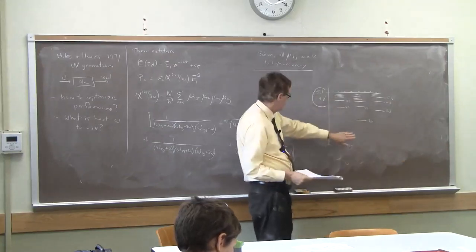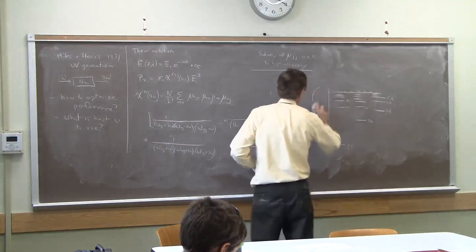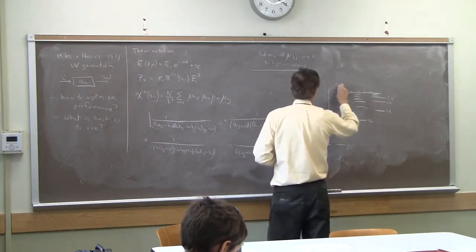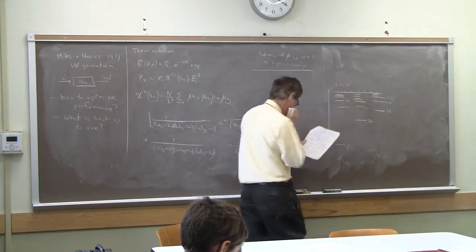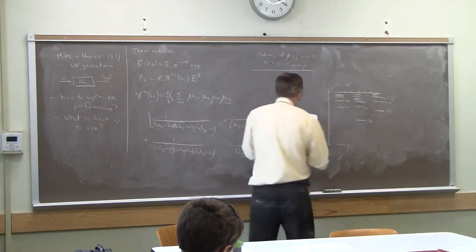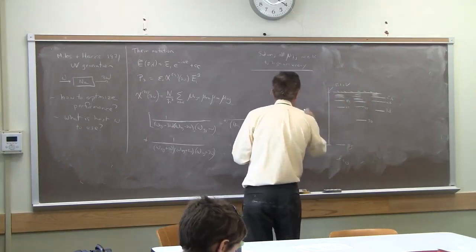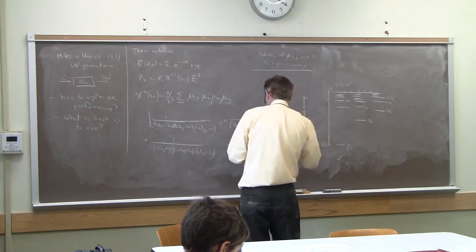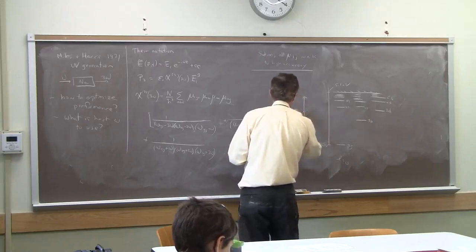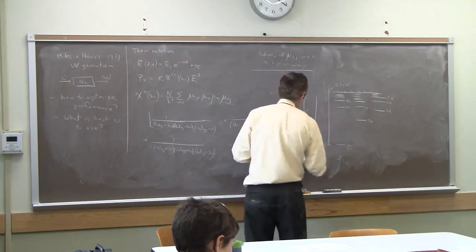And now, right next to this, make that smaller. Right next to this, let me draw the diagram of the third harmonic generation process. So, A, B, C, and down to here.